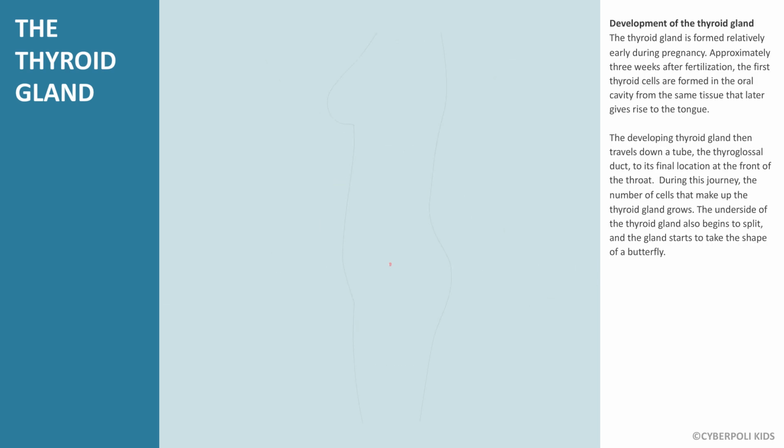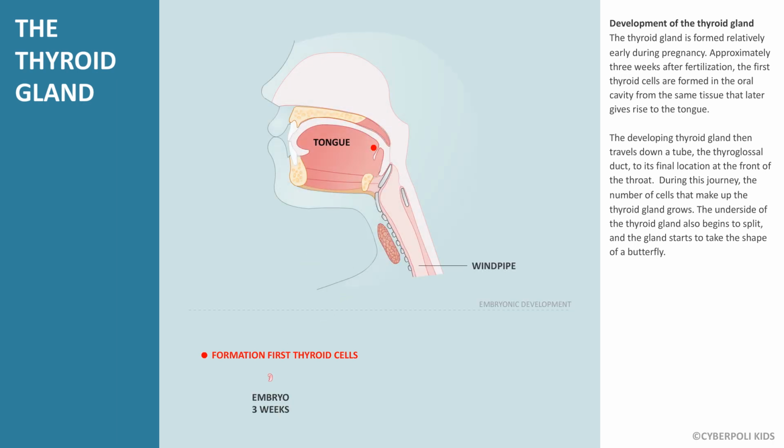The thyroid gland is formed relatively early during pregnancy. Approximately 3 weeks after fertilization, the first thyroid cells are formed in the oral cavity from the same tissue that later gives rise to the tongue. The developing thyroid gland then travels down a tube, the thyroglossal duct, to its final location at the front of the throat.